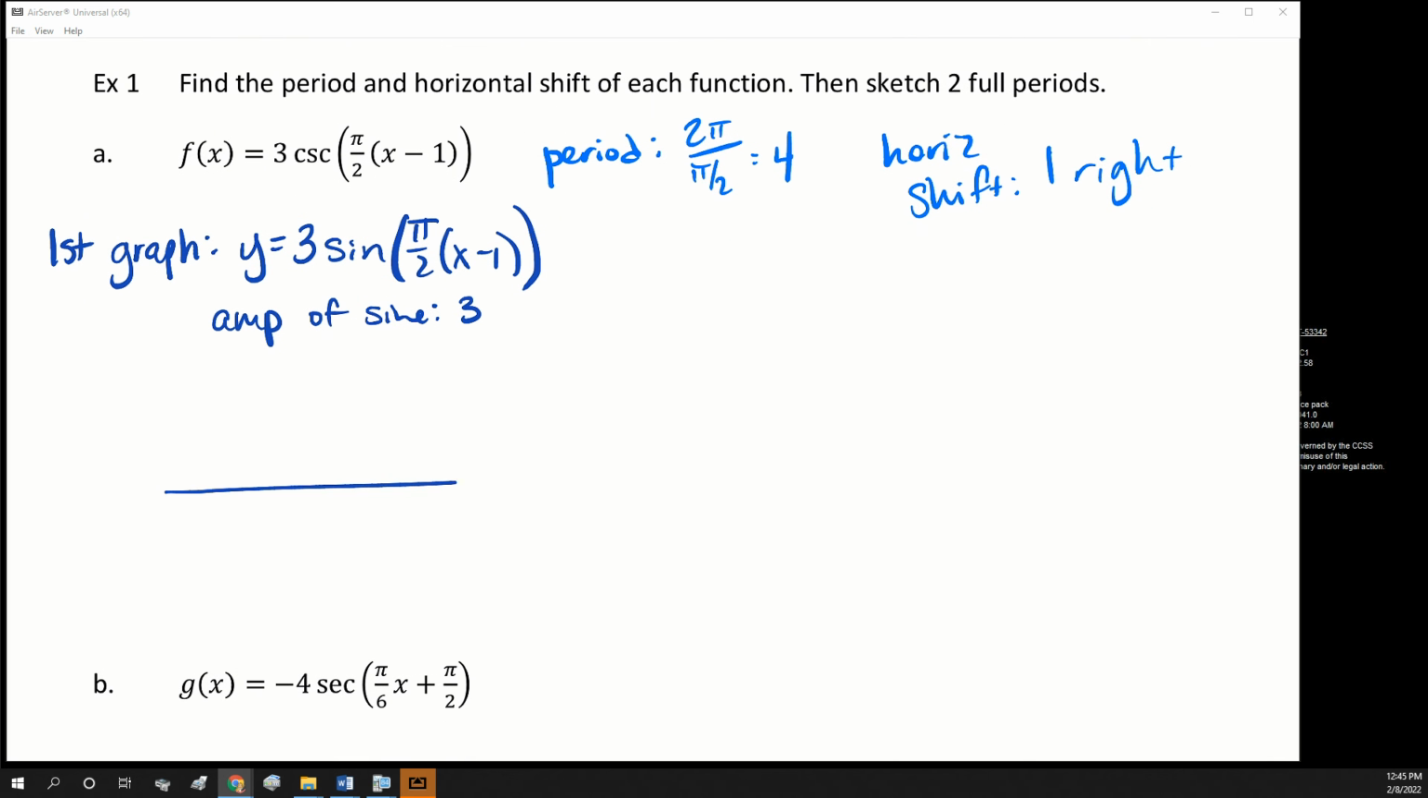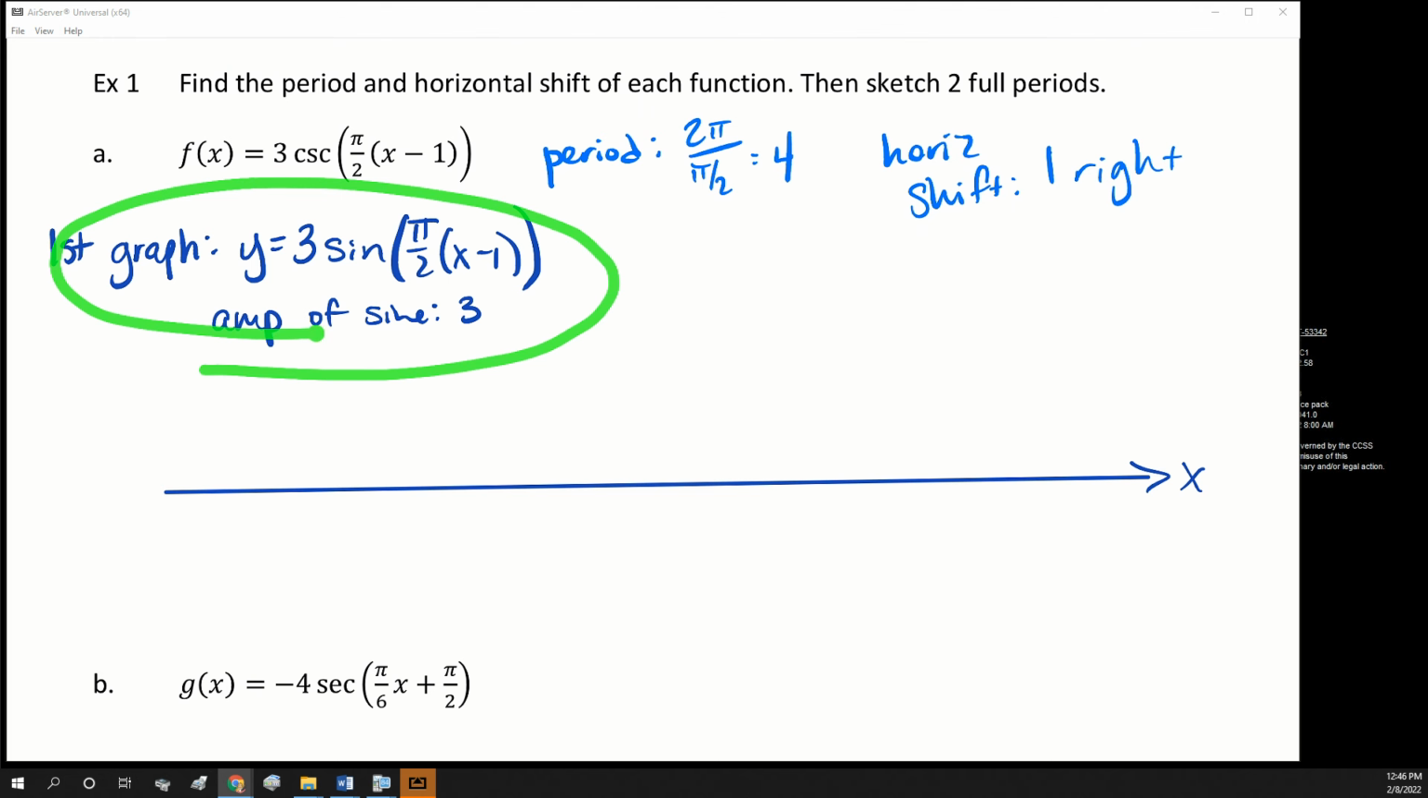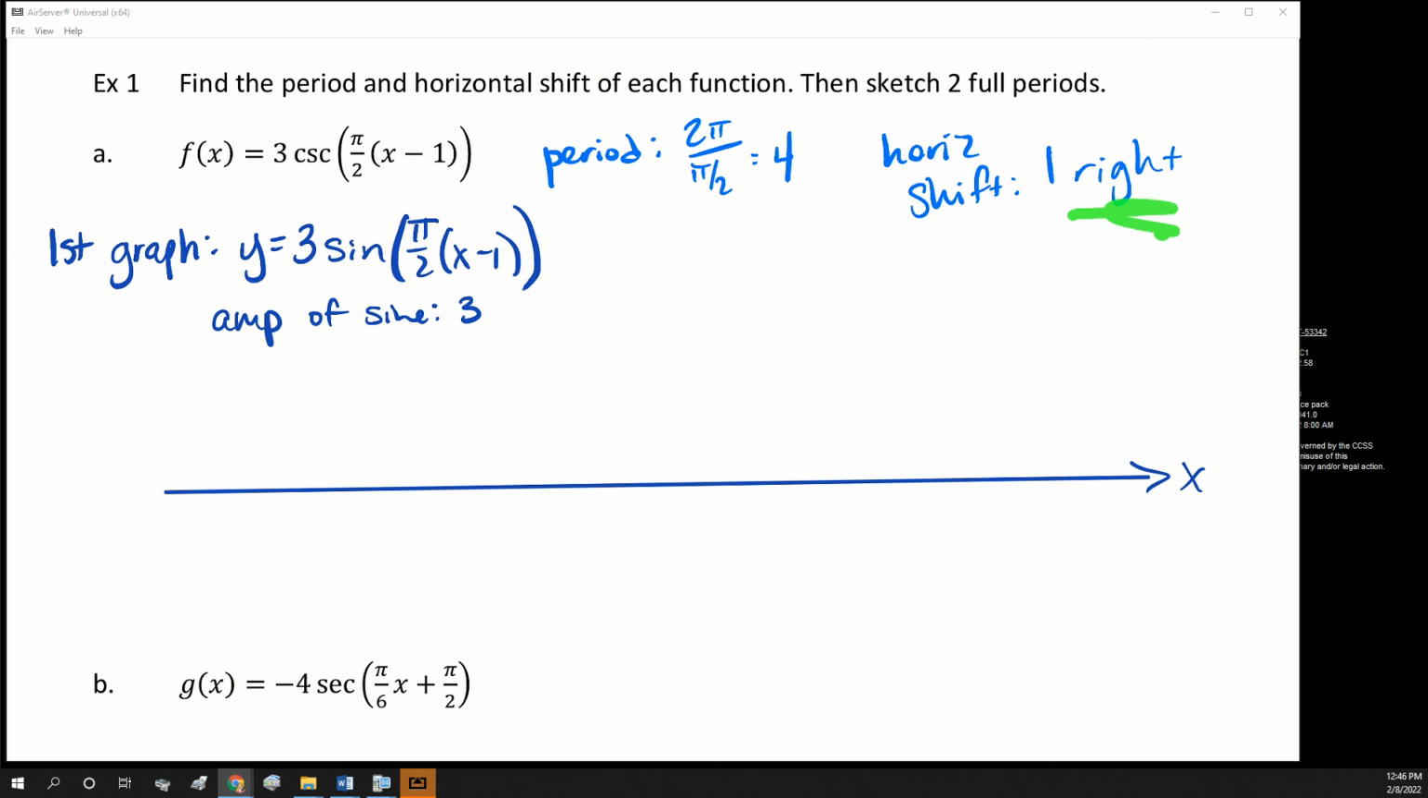So we'll go ahead and draw kind of a long x-axis. What we're graphing first is this one. And so this one has the same horizontal shift. So what are we going to put right smack dab in the middle of this line? 1. So 1 unit to the right is going to have that point at positive 1. All right, what about over here at the end of that period? 5. And to get the 5, we just take the 1 and we add the period to it.